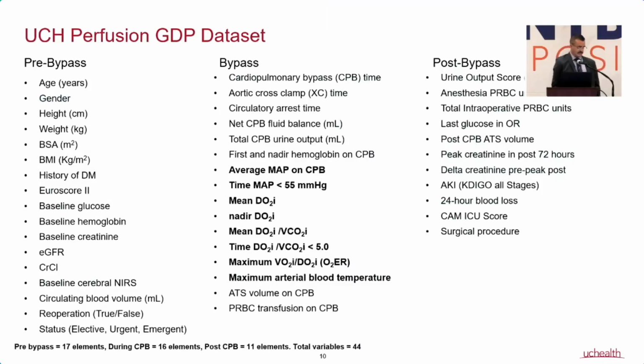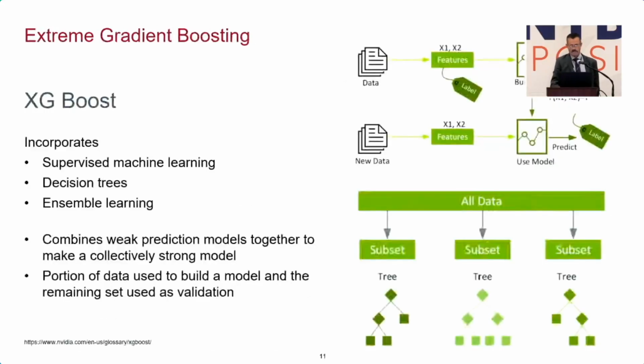So this is our data set. This is our GDP data set at the University of Colorado. It contains 44 variables. There's 17 pre-bypass factors. There are 16 elements that we capture during cardiopulmonary bypass, and the bold highlighted elements are what we consider our goal-directed perfusion elements. There are 11 post-bypass, so a total of 44 variables went into our model.